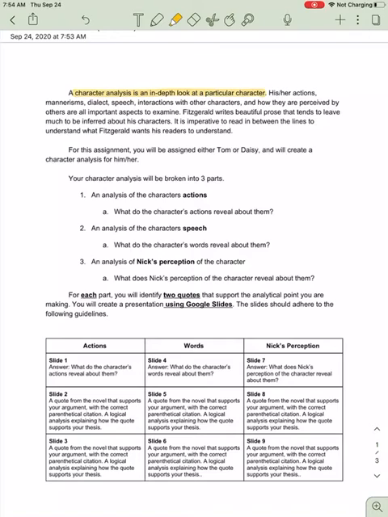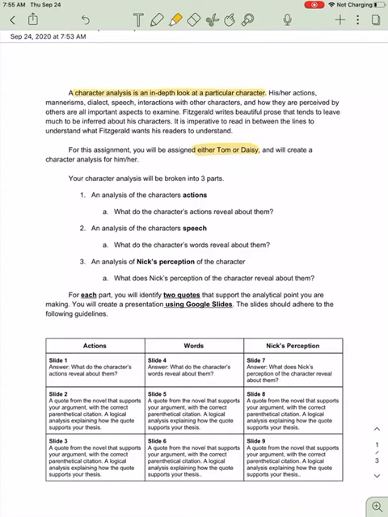These are all important aspects to examine. Fitzgerald writes beautiful prose, and it tends to leave much to be inferred about his characters. It is imperative to read between the lines to understand what Fitzy wants his readers to understand. So, for this assignment, you'll be assigned either Tom or Daisy. You can pick either one you want to do. Tom or Daisy, I don't care, but pick one. And you will create a character analysis.